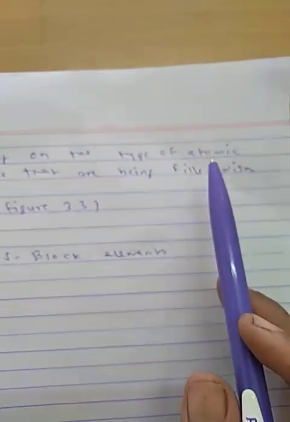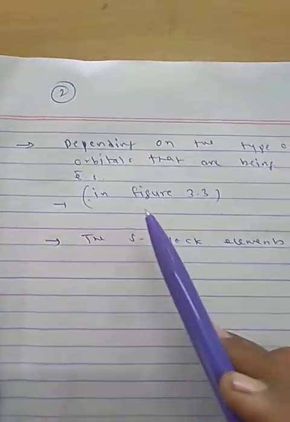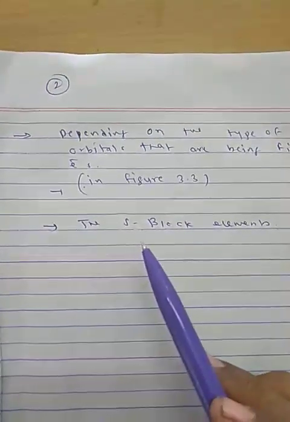Now we can classify the elements into four blocks: s block, p block, d block and f block, depending on the type of atomic orbitals that are being filled with electrons. In figure 3.3, the s block elements. Now I will show you. We are starting with the s block elements. See, this is our figure 3.3.